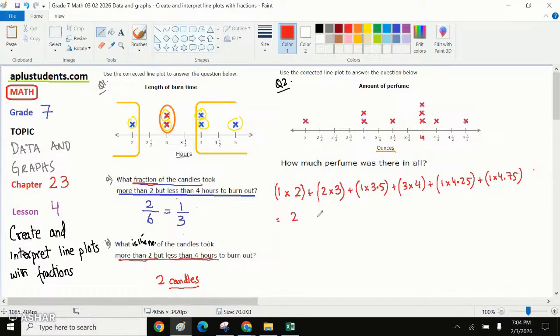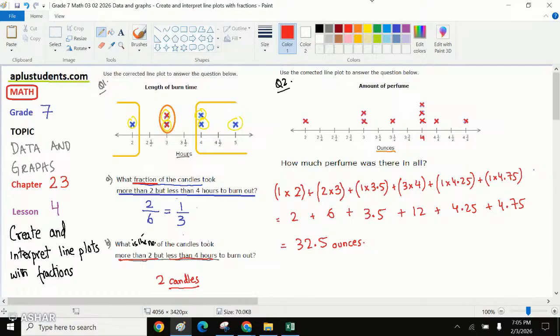1 multiplied by 2 is 2. 2 perfumes of 3 ounces would be 6 ounces. Then 3.5 plus 12 plus 4.25 plus 4.75. When we add these numbers together, 2 plus 6 is 8, 8 plus 12 is 20, plus 3.5 is 23.5, plus 4.25 is 27.75, plus 4.75 comes out to be 32.5.